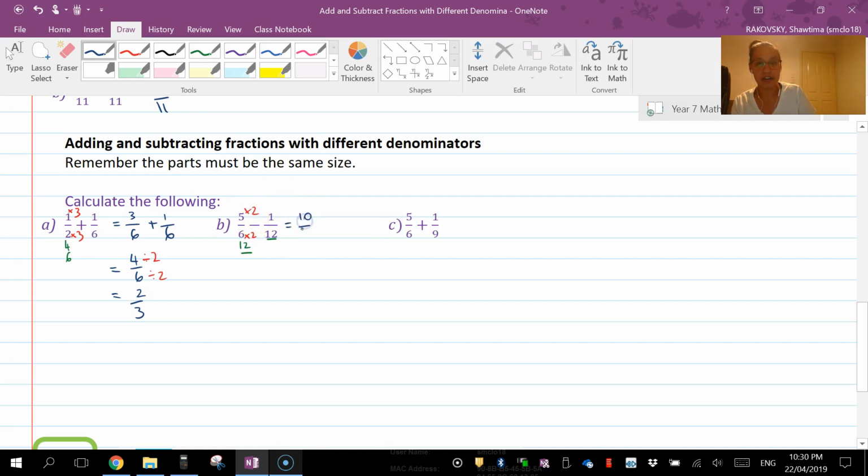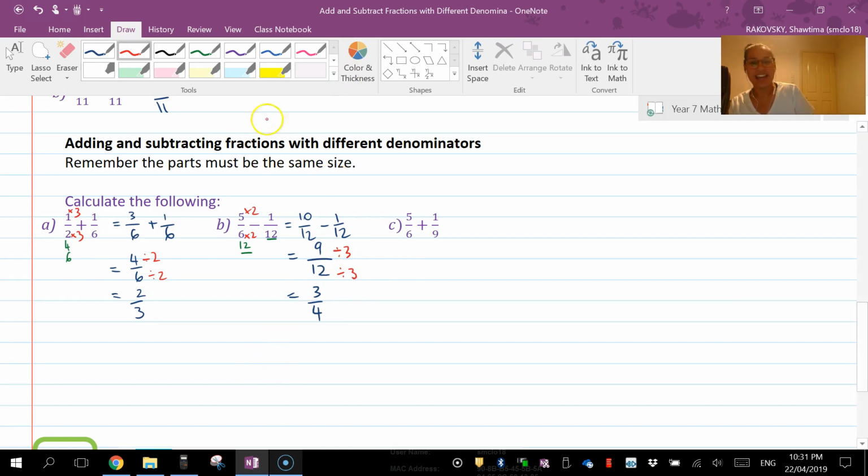So that's going to be 10 over 12 minus 1/12. 10 minus 1, so I'm going to leave my 12 there. 10 minus 1 is 9. And I can actually simplify that. It's going to be 3/4. Just in case you're wondering where I got that from. Oh, whoa, what did I do there? That's a bit cheeky.